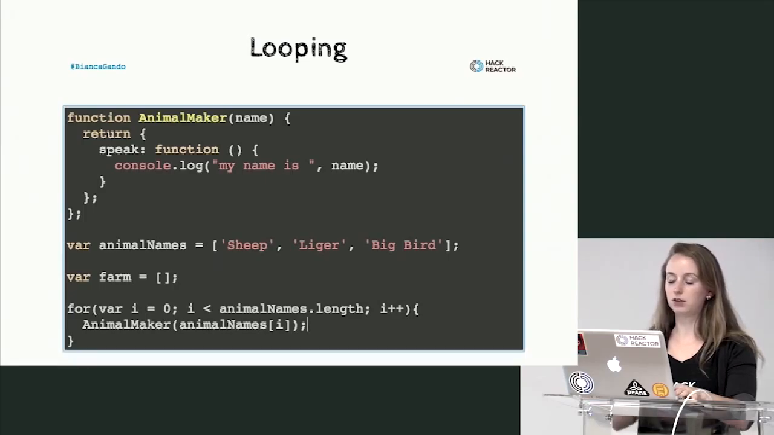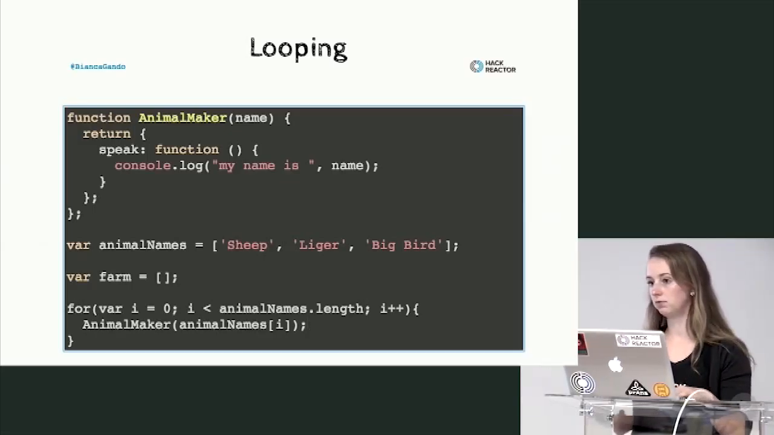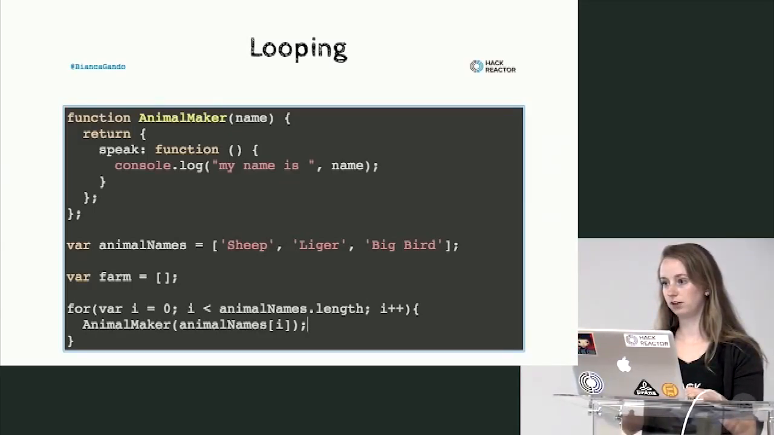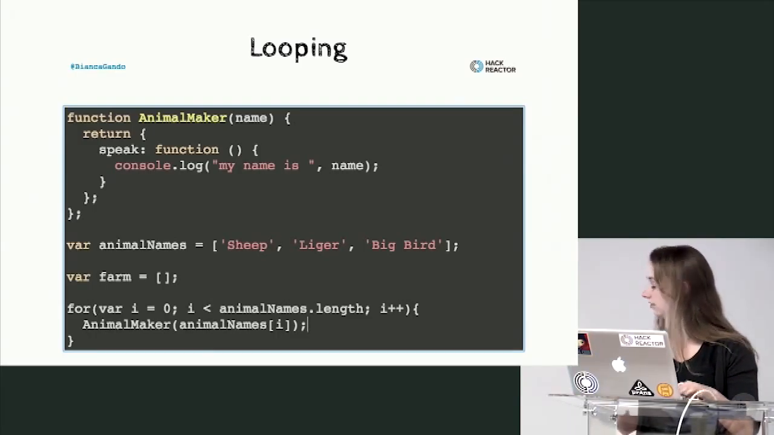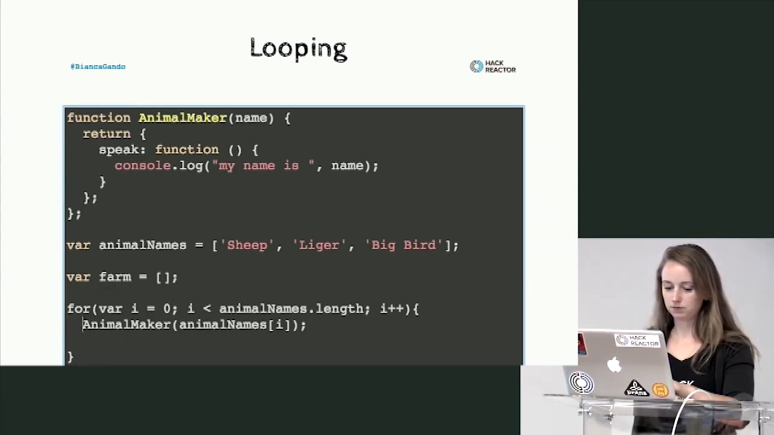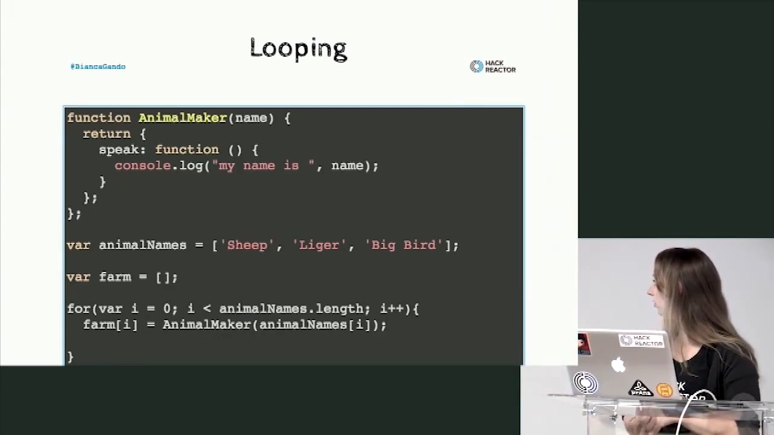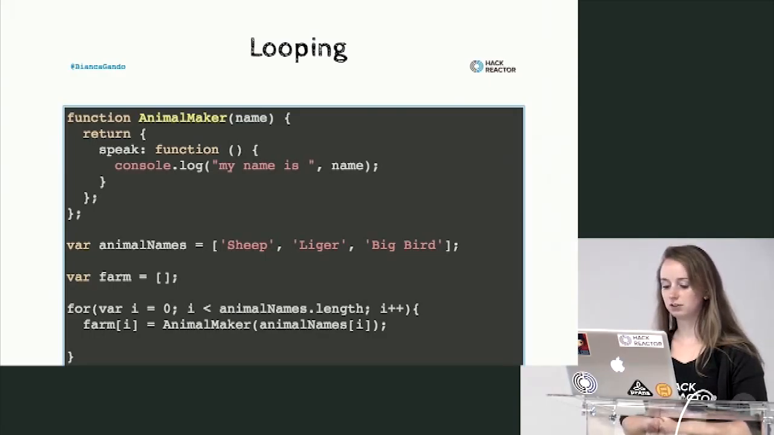So now we're creating the animal objects, but they're just going out in space. We want to add them to our farm. Otherwise, they're wild animals, and this would be the jungle. farm, square bracket, i equals animalMaker, or in front of that, animalMaker. Oh, I see. Whoops. Is this going to work? Yes. I think it'll work. Oh yeah, it'll work. That's one way to do it.